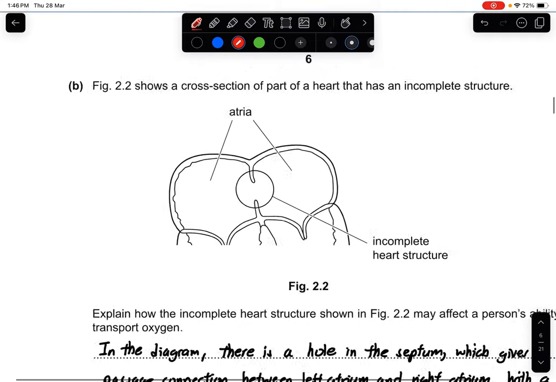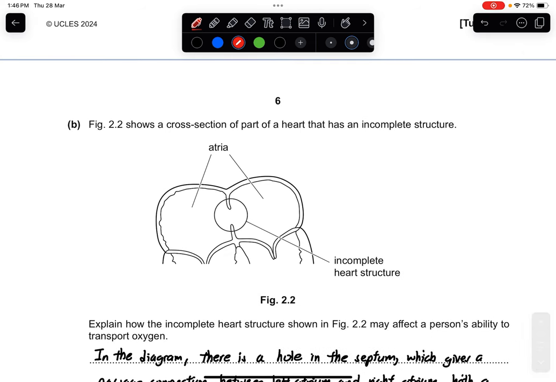Okay. Question B. Figure 2.2 shows a cross-section of part of a heart that has incomplete structure. The question wants to explain how the incomplete heart structure shown in figure 2.2 may affect a person's ability to transport oxygen. So coming back is another cross section, and this time they label this an atrium. So this is the right atrium, this is the left atrium. Okay, and in the middle, there's something missing. In fact, this is the septum. The septum's role is to separate the oxygenated and the deoxygenated blood.